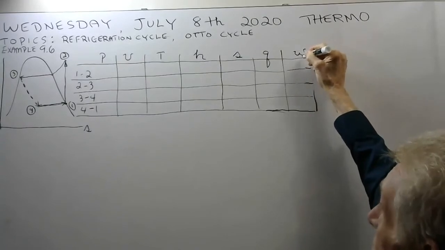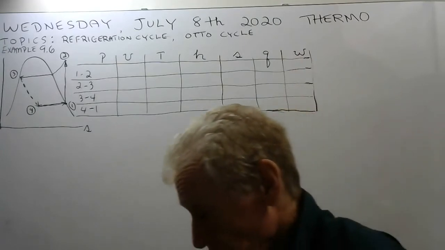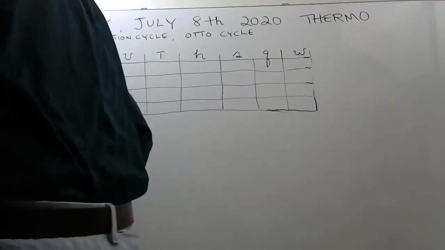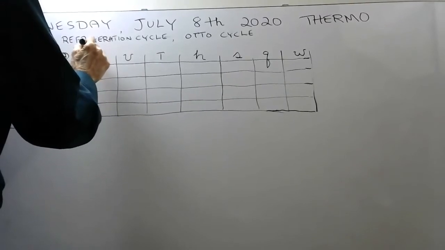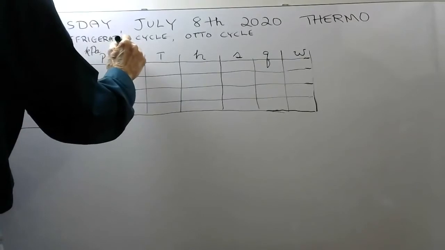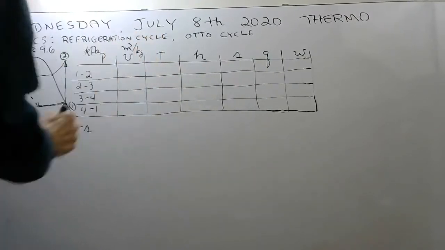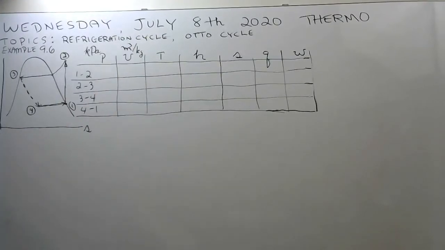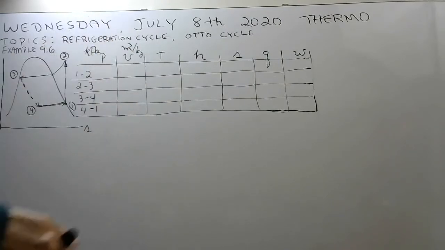We could put our units in there. This is all metric units. So that would be kilopascals. Kilojoules per kilogram. Should we use Kelvin or Celsius? Yeah, I think the book uses Celsius, so we'll do Celsius.